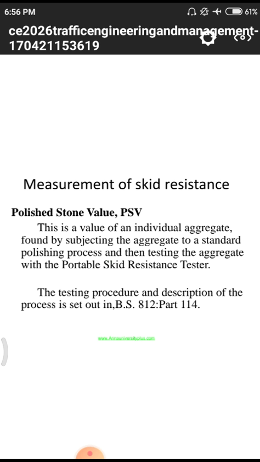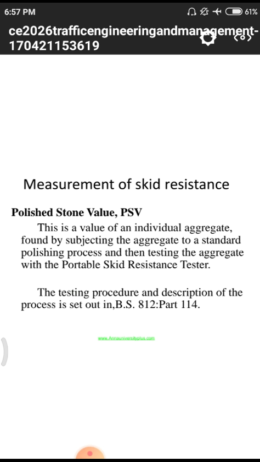We have to observe this is a value of an individual aggregate found by subjecting an aggregate to a standard polishing process, then testing the aggregate with a portable skid resistance tester. That means whatever materials are used for the construction of a particular pavement, we need to collect from the edge or middle surface of the road, and observe those collected samples in our laboratories by taking these skid resistance tests.